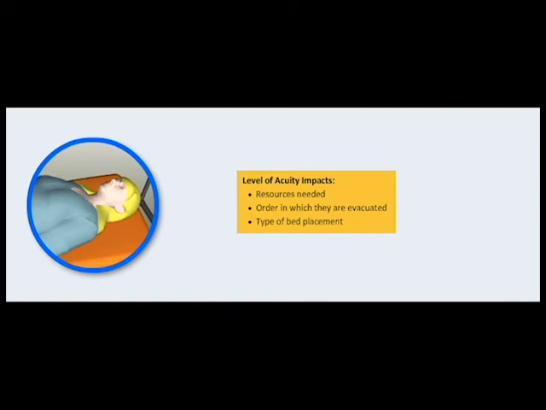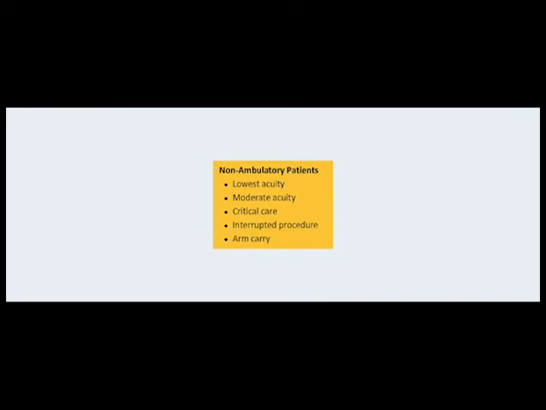Although stretcher-bound patients are all non-ambulatory, their level of acuity and support needs can vary widely. This variation impacts resources needed to move the patients, the order in which they are evacuated, and the type of bed placement and facility they require. To better visually demonstrate the acuity differences within this mobility group, especially during large-scale evacuations, it is often advantageous to group these non-ambulatory patients into 5 subcategories for evacuation.